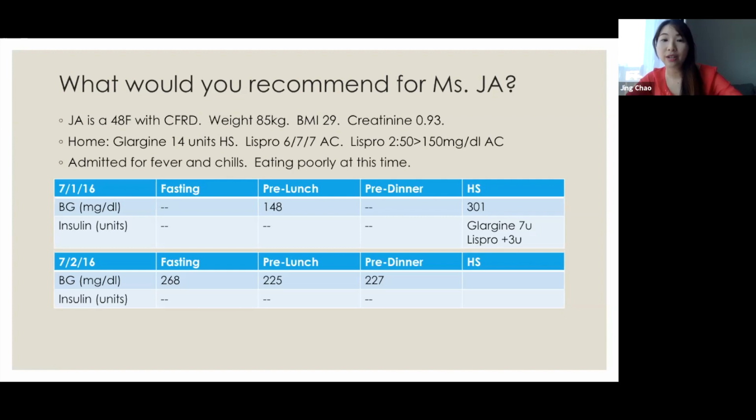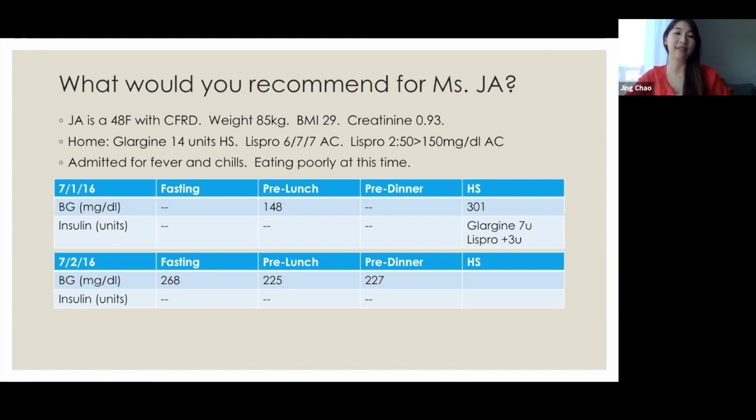Her correction factor is Lispro 2 units for every 50 when her blood sugar rises above 150 before meals, which means her correction factor really is 1 per 25. She was admitted for fever and chills, CFRD, CF exacerbation. She's eating very poorly, almost nothing at this time.